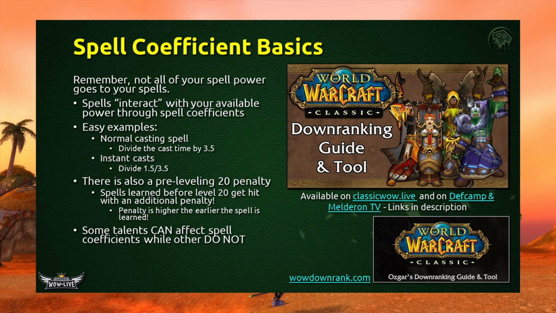Spell coefficients have some weird, wonky idiosyncrasies that you need to know if you want to actually calculate them. There is a guide that Osgar and I have worked on together and a tool that we've created for downranking. I would check out the downranking guide and tool video on ClassicWoW.live, and there's also a written guide there as well. There's the video on my channel, and then there's a downranking calculator, which can be found at wowdownrank.com, and that was developed by Osgar. There's also a pre-level 20 penalty, so anything you learn before level 20 will be penalized when downranking. Also, it's good to know that some talents can affect spell coefficients while others do not, and we'll go over that as we go through each spell.